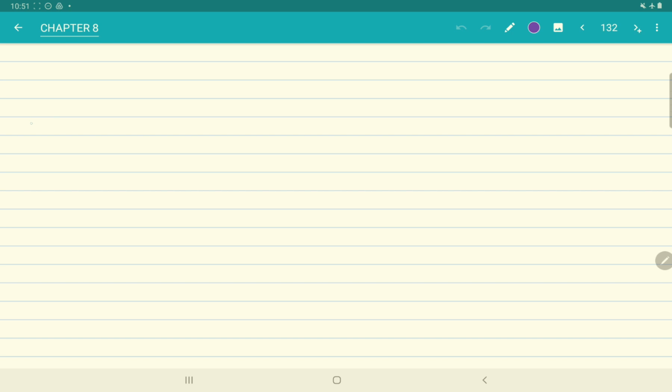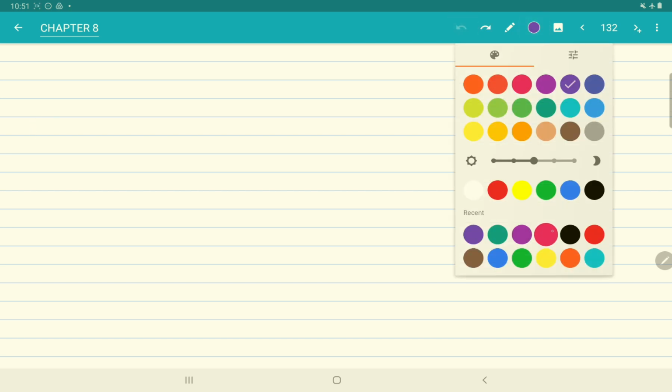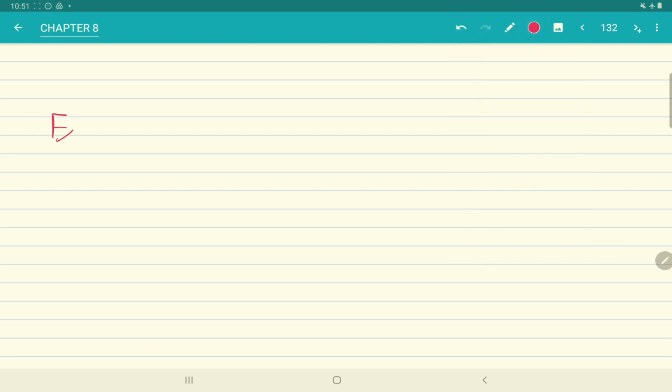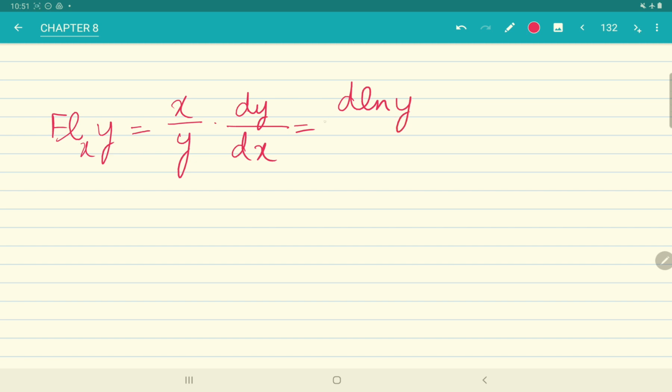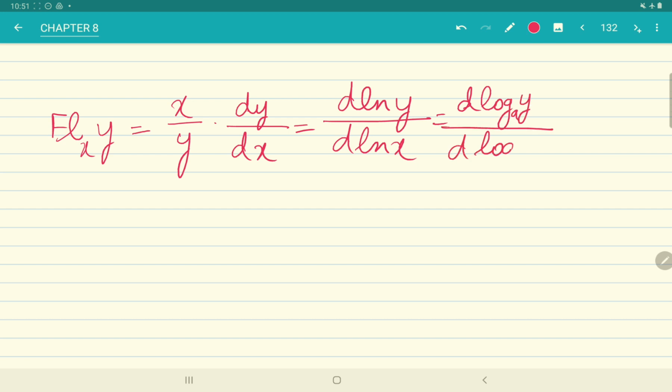So now we have established that elasticity of y with respect to x is equal to x by y dy by dx is equal to d ln y by d ln x is equal to d log y to the base a by d log x to the base a, wherein a is any positive base that we use for constructing logarithms.